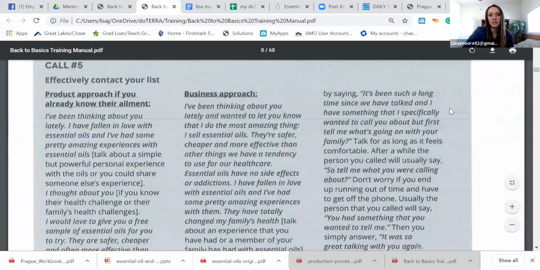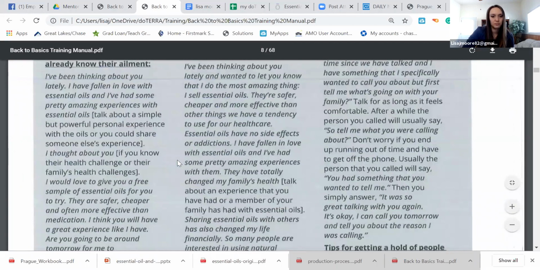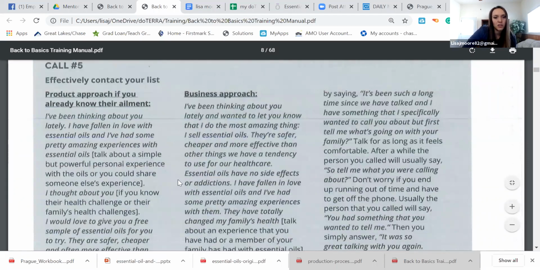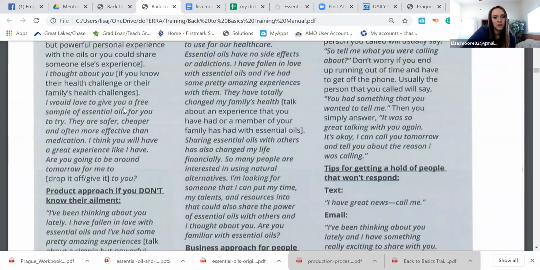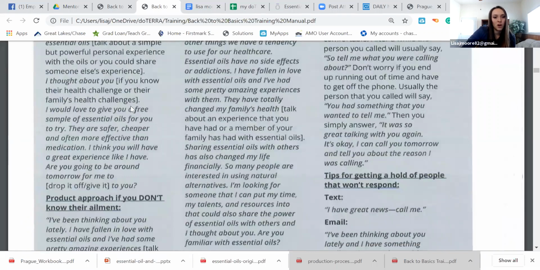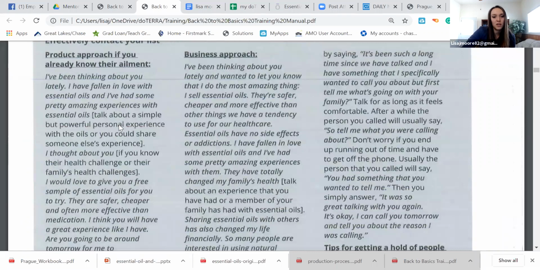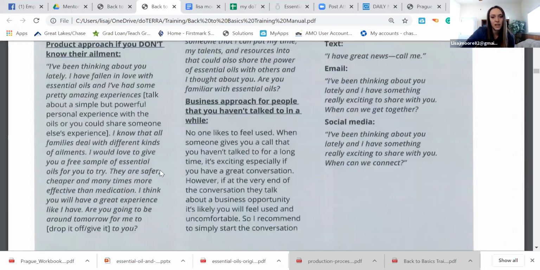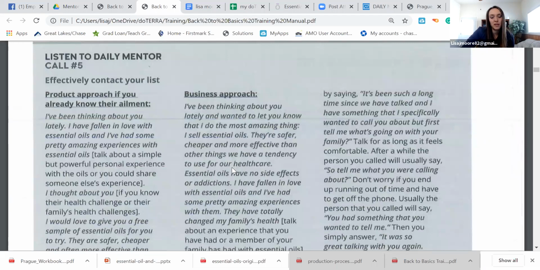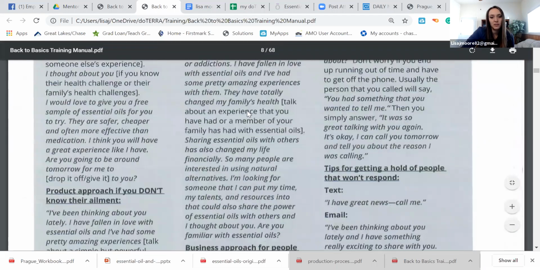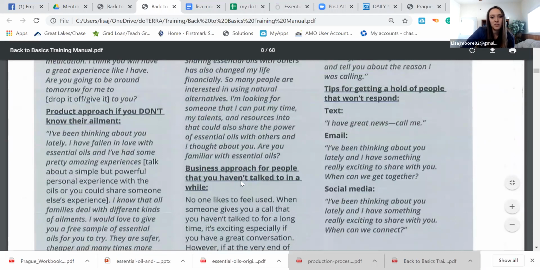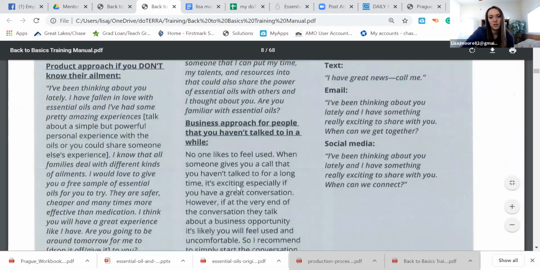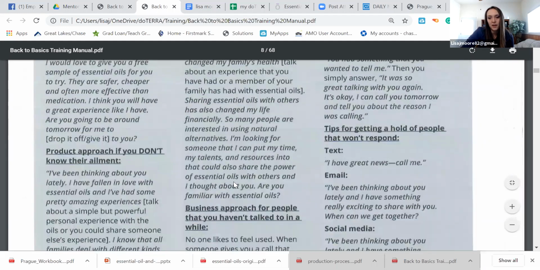Now, sampling is the next thing that we want to talk about. And these are the different scripts. We have a product approach if you already know their ailment, so if you know what their need is. A product approach if you don't know their ailment. And then a business approach, depending on their need. And a business approach for people that you haven't talked to in a while as well. And she has a script with all that.